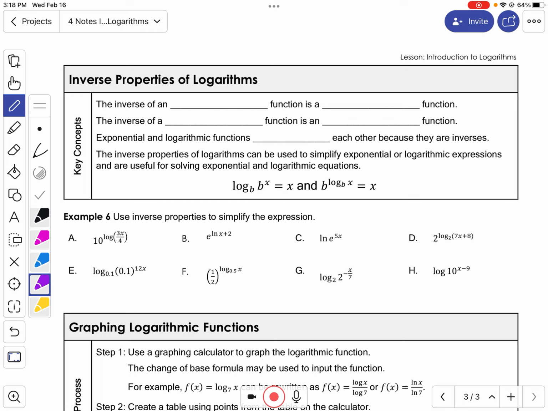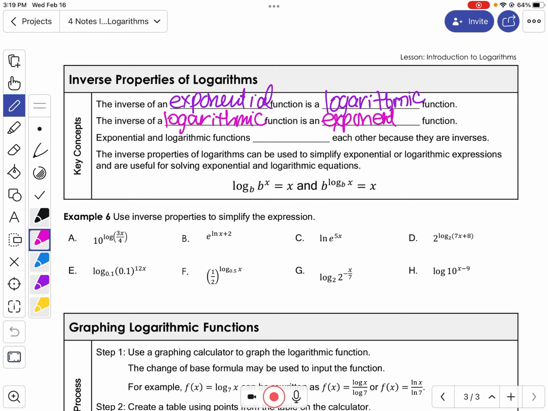Okay, so on the back, we're going to be looking at inverse properties. Remember, inverses undo each other. So the inverse of an exponential function, which is, remember, x is in the exponent, is a logarithmic function. So vice versa, a logarithmic function's inverse is an exponential. Okay, so exponential and logarithmic functions undo each other because they are inverses.